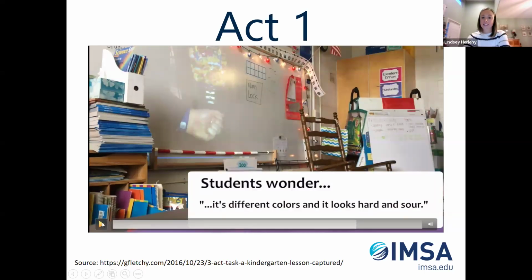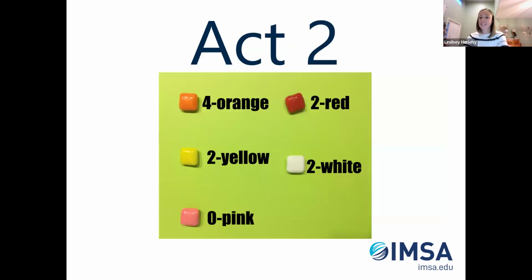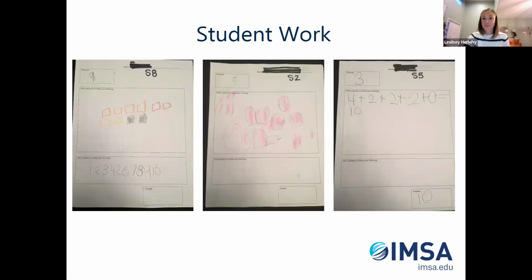So he continues on and asks them about what they wonder and what they notice, and they eventually get to the question. Obviously, how many pieces of candy are in his hands? For the second part of this act, this is the information that they get. So they are told that there are 4 pieces of orange candy, 2 yellows, 0 pinks, 2 reds, and 2 whites. And obviously with this information, they then have to determine how many pieces there are altogether. So to give you an idea of what this looks like through student work samples, here are 3 samples.